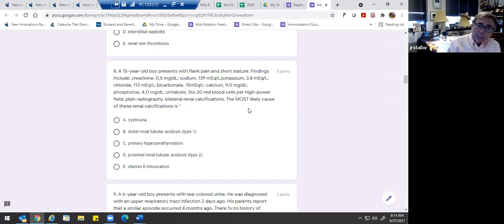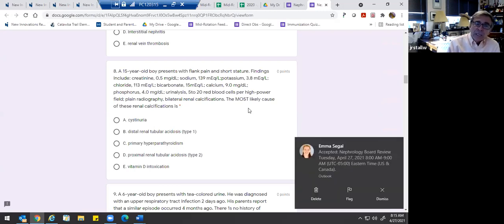Which one has the bilateral renal tubular calcifications? That's going to be your distal RTA. So that answer is going to be B. The proximal typically doesn't, and that's going to have other things in the urine and classically hypophosphatemia. And this patient has a normal phosphorus. So to get into a proximal tubular like a Fanconi's, I don't know what the vitamin D intoxication would be, in the sense that if that's the case, then you're going to have either one of too much calcium or phosphorus, which you don't here.